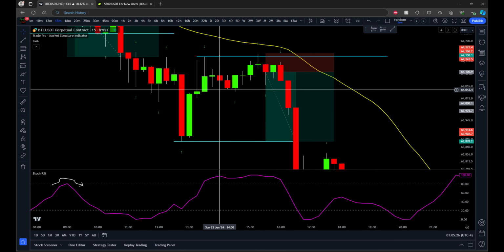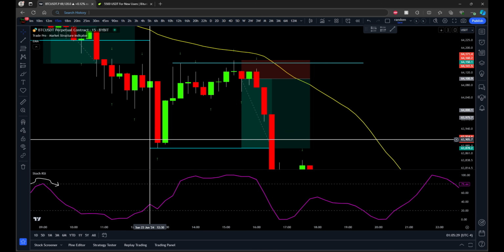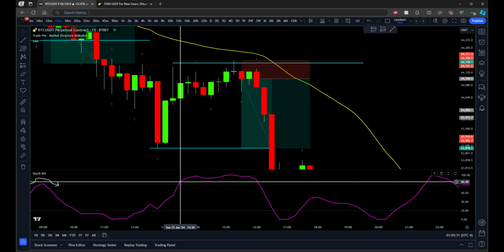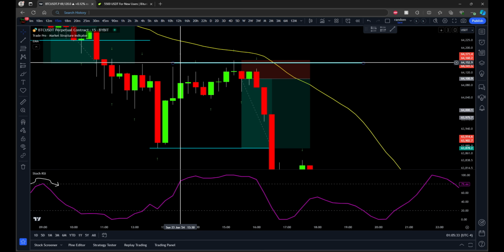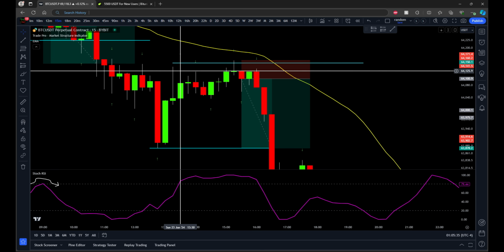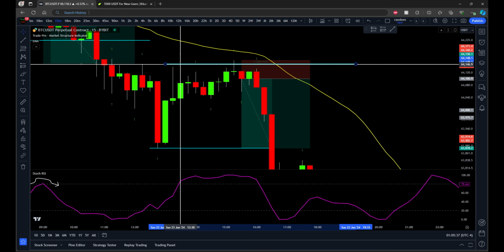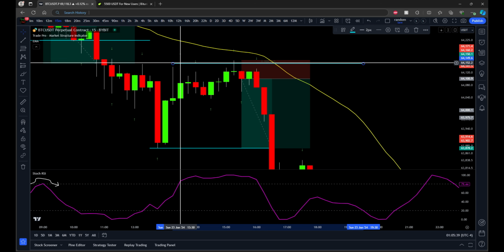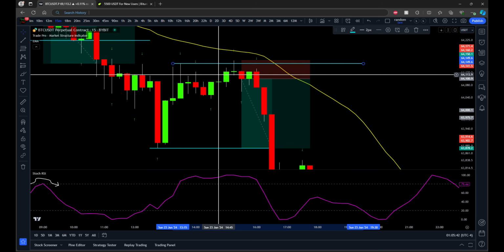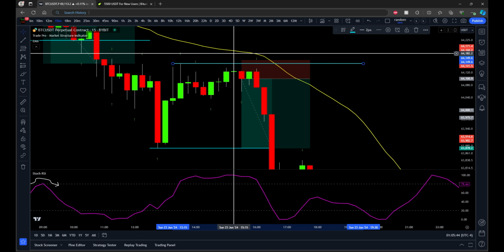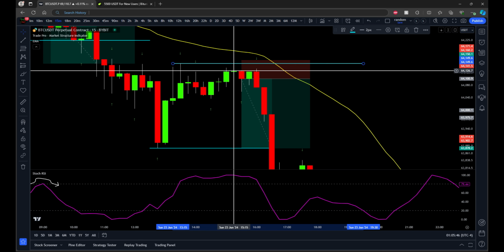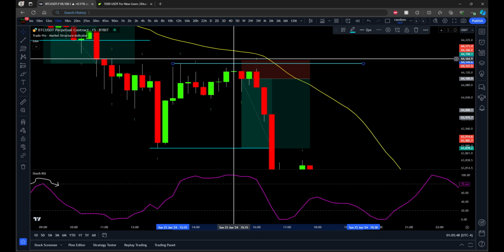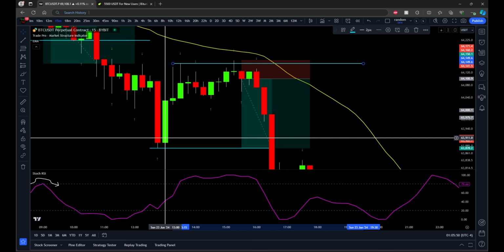We get the pullback, right? We're under the 50 EMA, so we're looking for a short. And then we go overbought right here. So this candle, we're overbought. So then we mark that high. See that short-term swing high that forms here? We need to have this price come back up to that level. We're only taking entries off of new highs of the current pullback, okay?